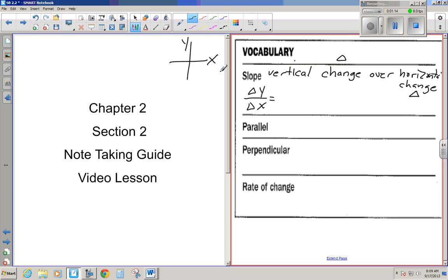You could also think of a vertical change as rise and a horizontal change as run. Or mathematically speaking, you have two y values, so you subtract them, and then you subtract their corresponding x values to give you the slope.